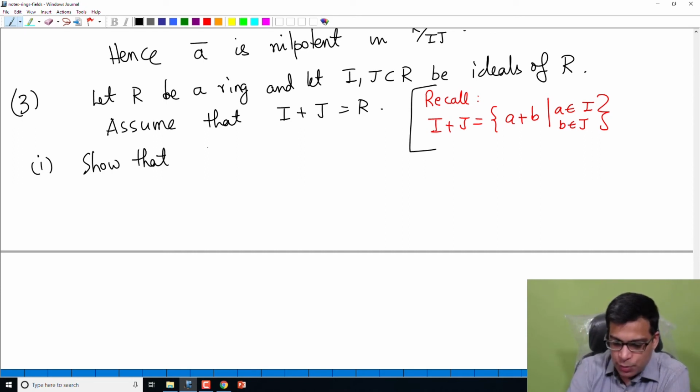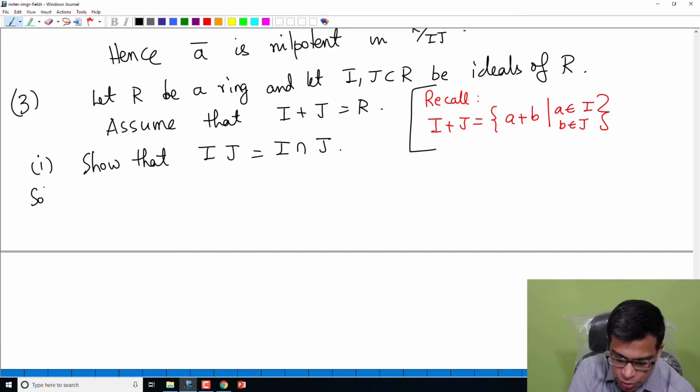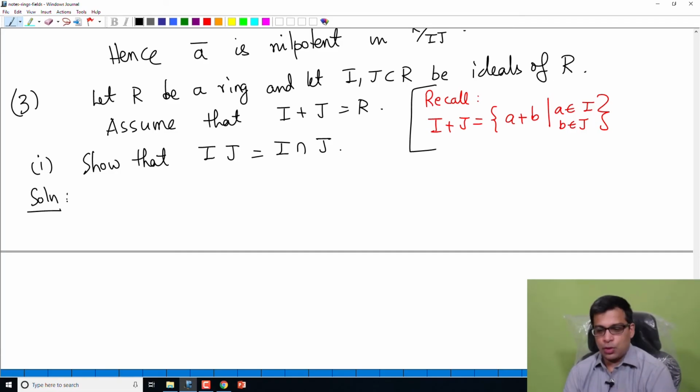Show that the first problem is IJ is equal to I intersection J. Okay, so the solution of this I will do first. So under the assumption that I plus J is equal to R, show that the product is equal to the intersection. So there is one obvious inclusion. So in order to show equality, we will show that IJ is contained in I intersection J, and we also show that I intersection J is contained in IJ.